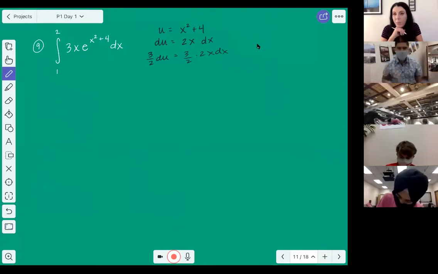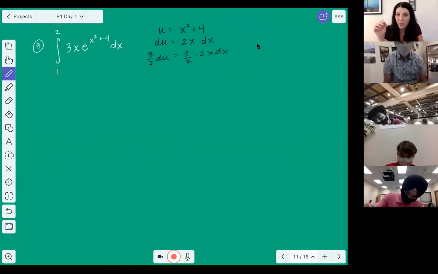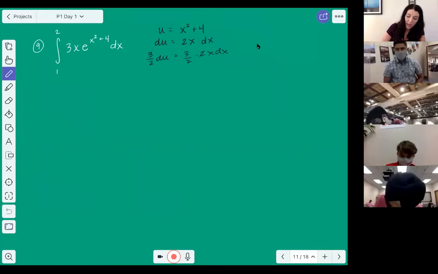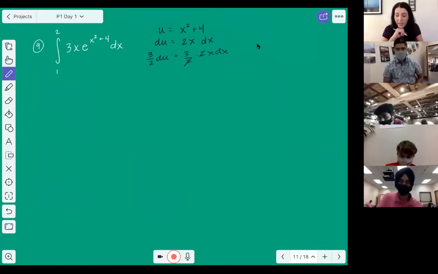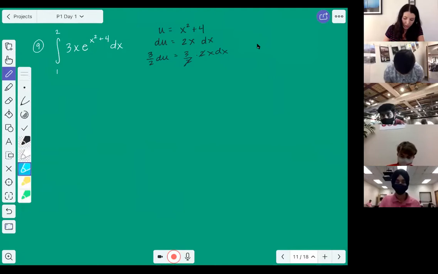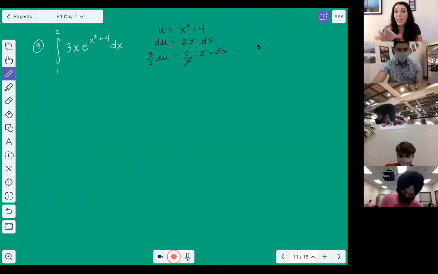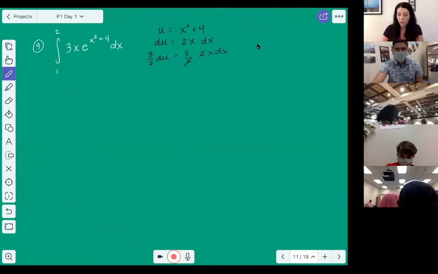So we want to end up with a 3x dx. So Gus is exactly right. What we can do is essentially divide by 2 and multiply by 3. So we get a 3 halves du, and then that will cancel out, and we're going to have a 3x dx. So Gus, why don't you go ahead and tell me how to substitute this information into this integral now? And we'll do the bounds later. So we'll just leave these as is for now. How do I substitute all that information in?